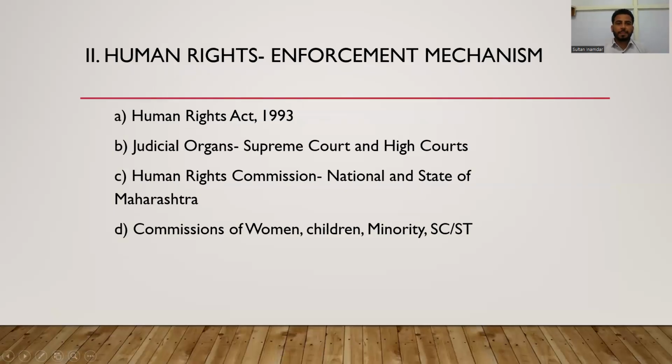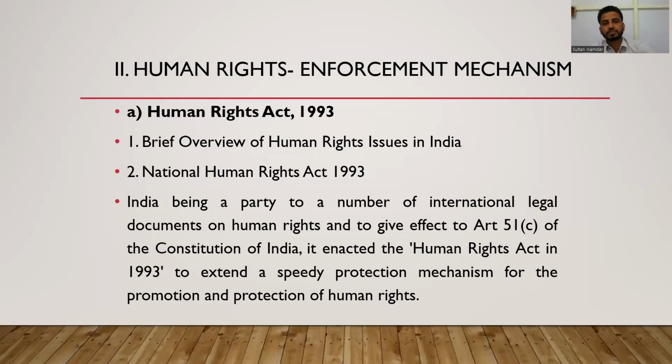First, the mechanism. When it comes to the mechanism, we will take a review of what exactly we are going to discuss. First amongst them is the Human Rights Act of 1993. Then we have judicial organs like the Supreme Court and High Court. Then the Human Rights Commission for national as well as state level issues. Then we have commissions for women, children, minorities, and SC/STs. We will be discussing these as well.